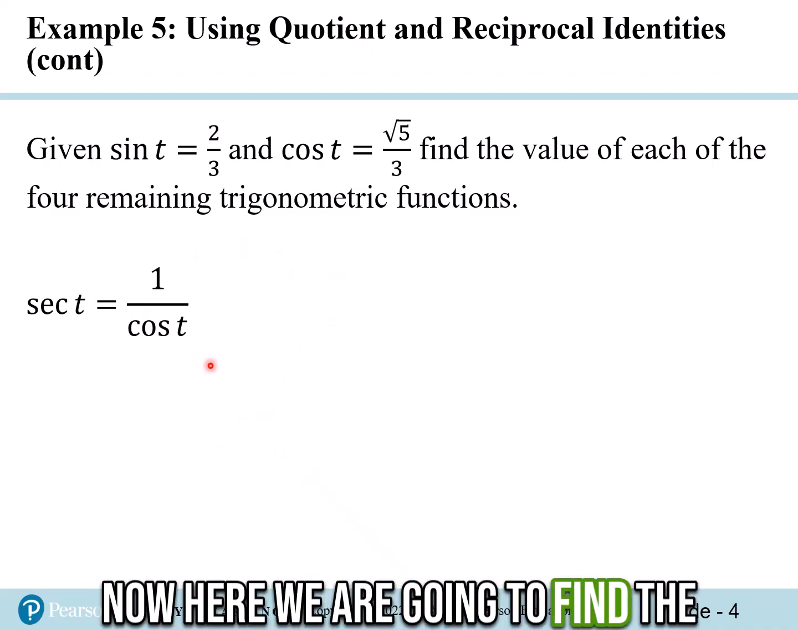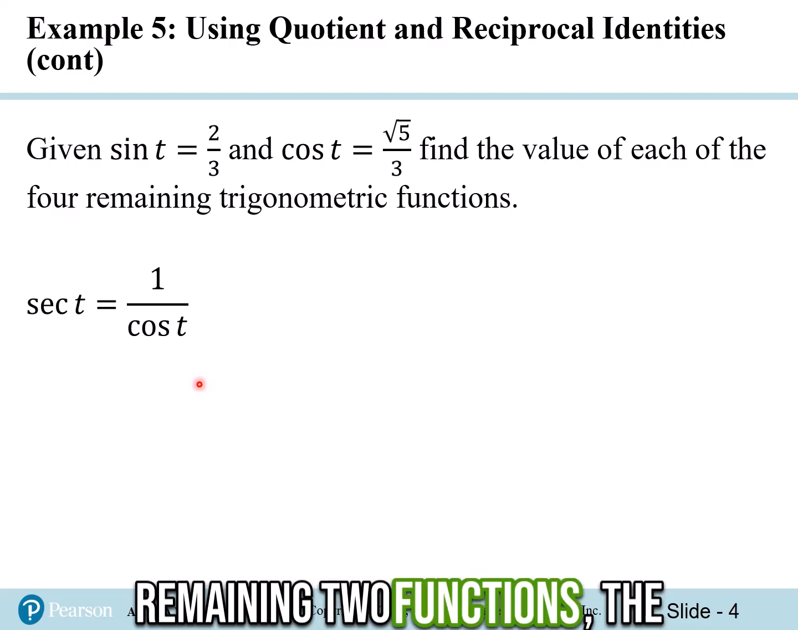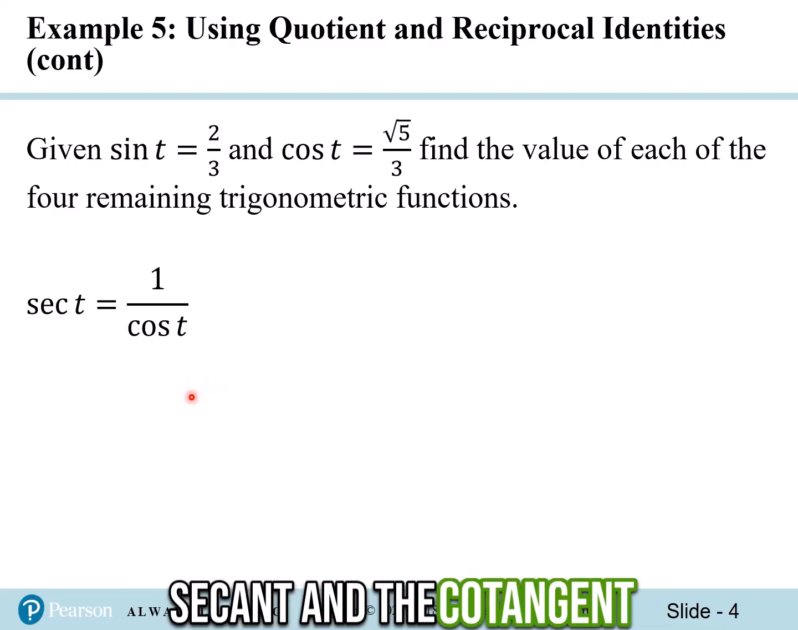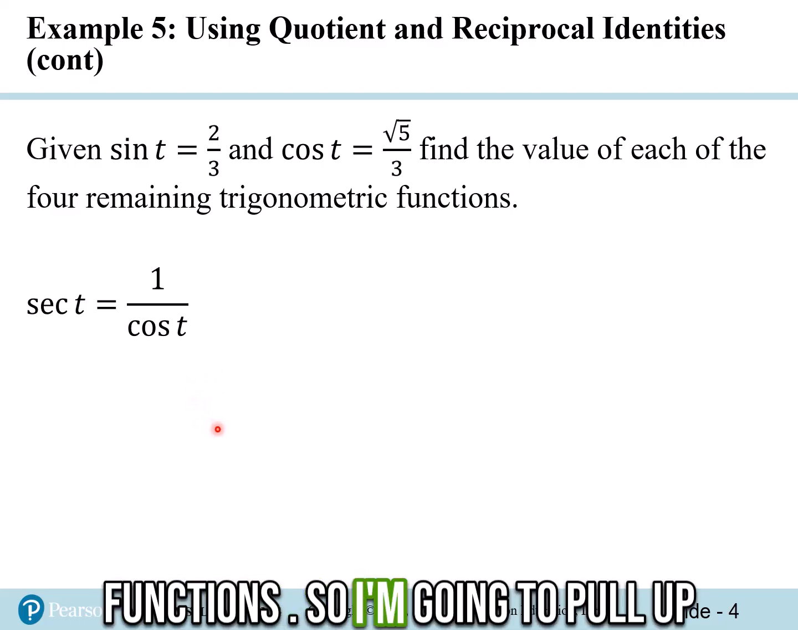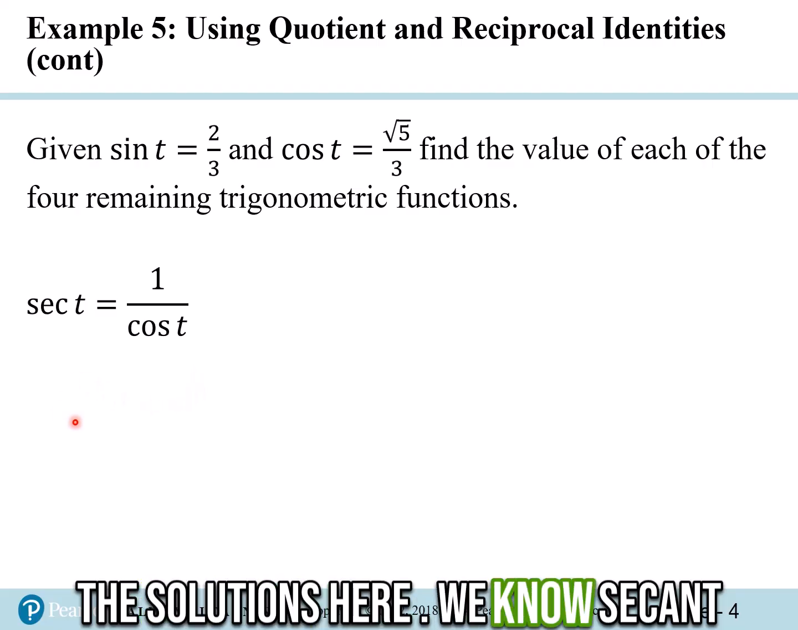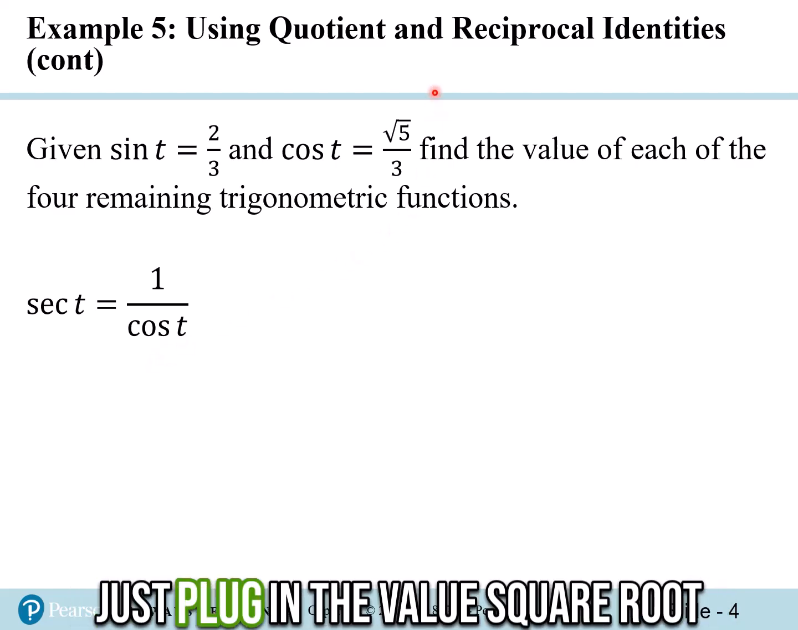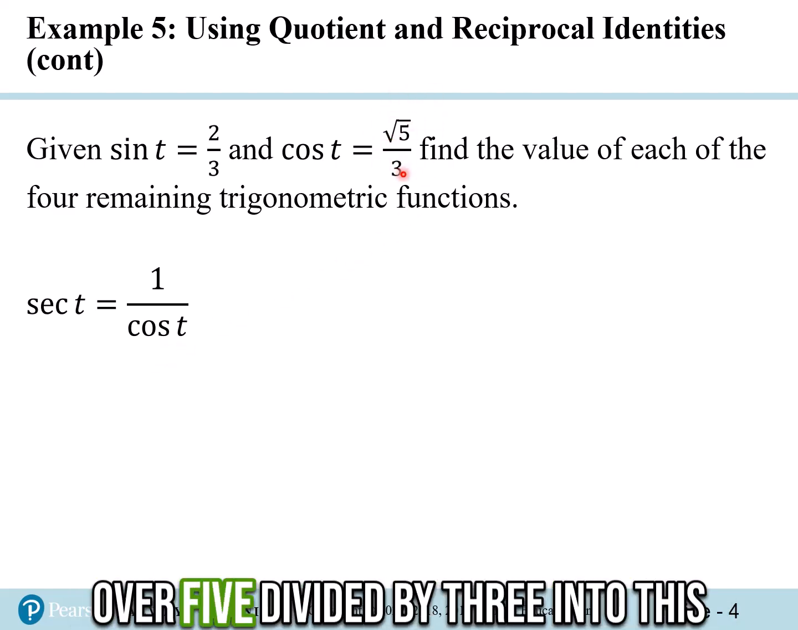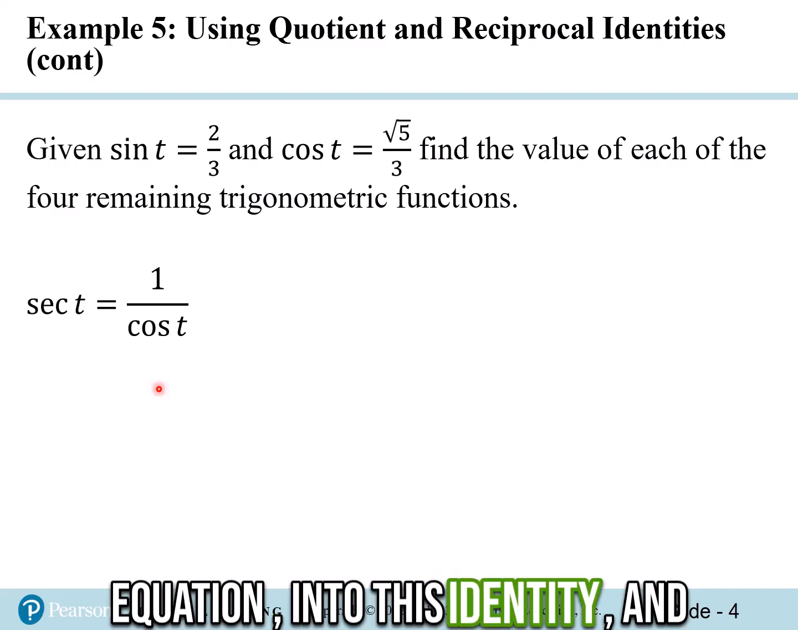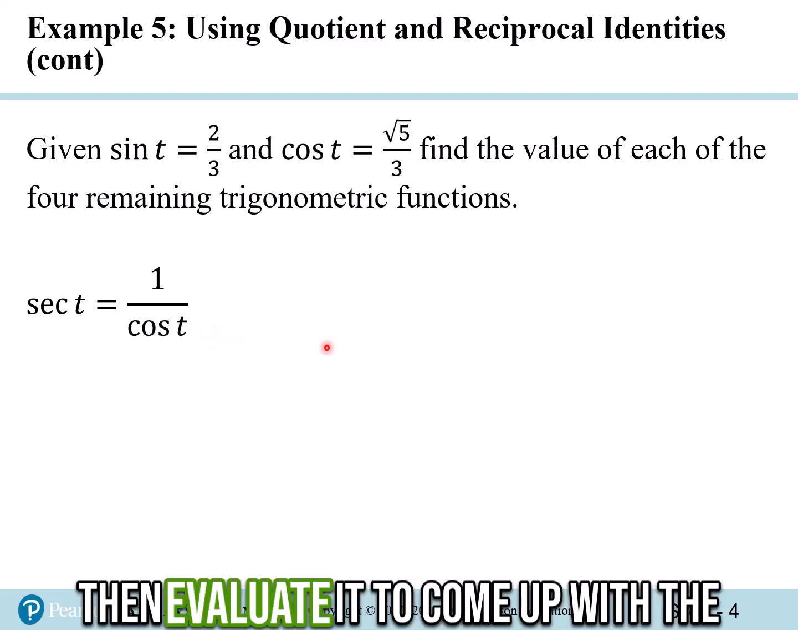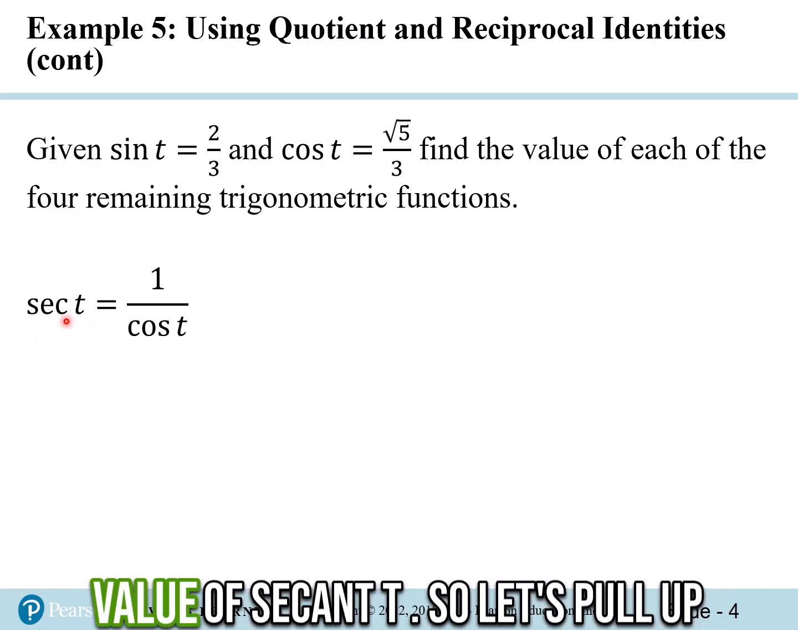Now here we are going to find the remaining 2 functions, the secant and the cotangent functions. So I'm going to pull up the solutions here. We know secant is equal to 1 divided by cos of t. So just plug in the value square root over 5 divided by 3 into this identity, and then evaluate it to come up with the value of secant t. So let's pull up the results.